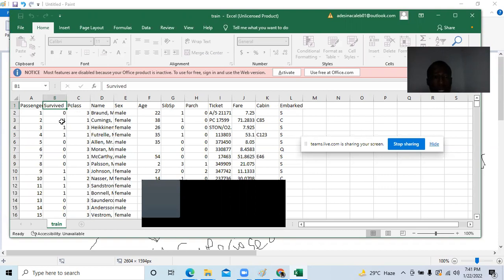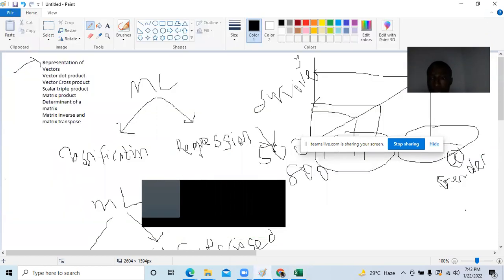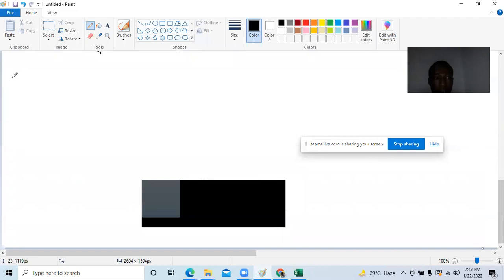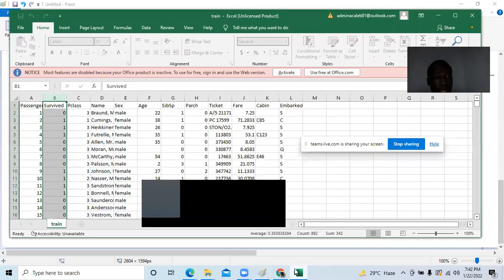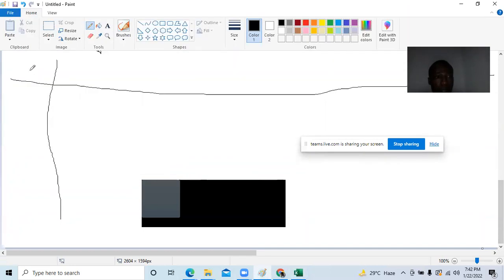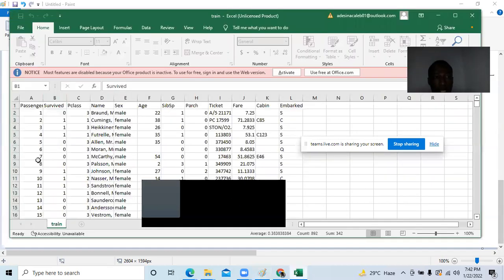Then I will take the output variable. All these are input variables. Then I'll take the output variable and represent it as a vector. So let me show you what I'm talking about. So this is how this looks like, right? So our first variable is passenger, right? So let me call it P. I'll take the first five training sets. So I have 1, 2, 3, 4, 5.